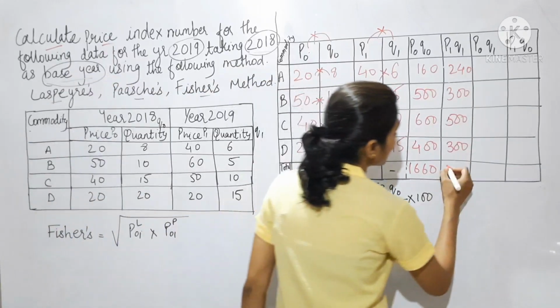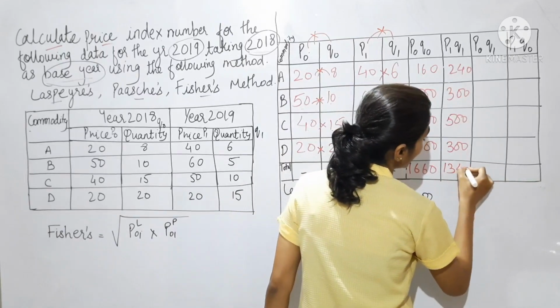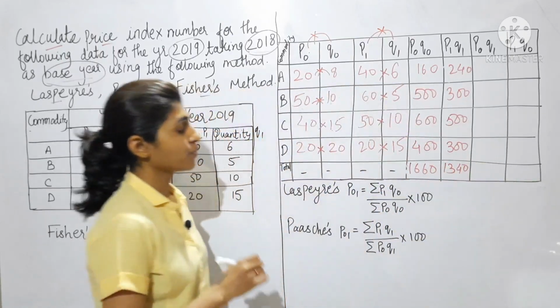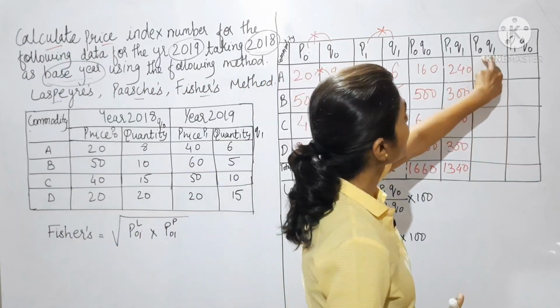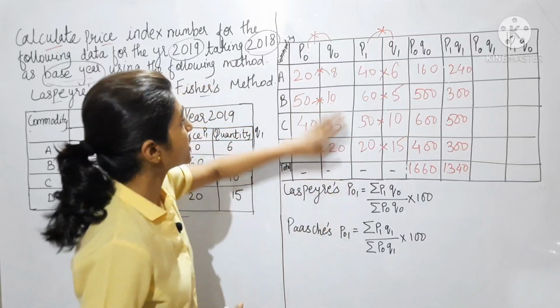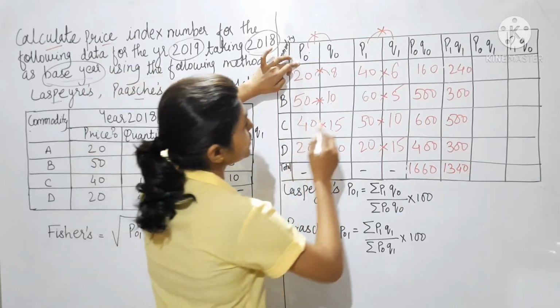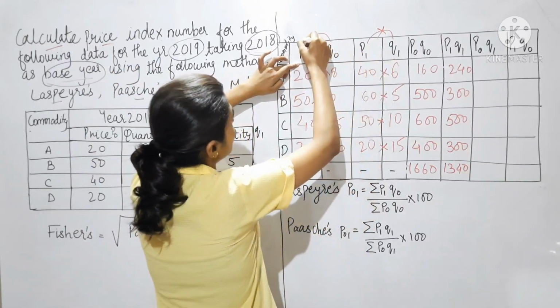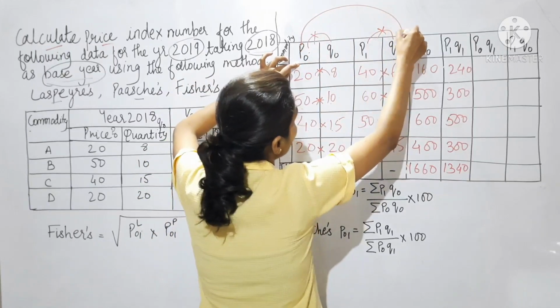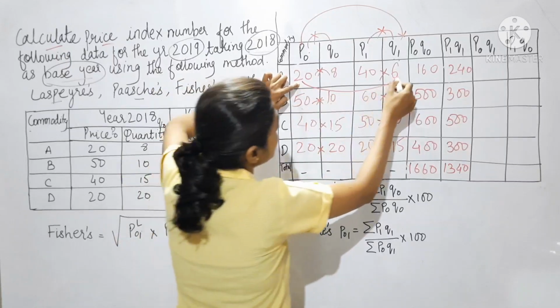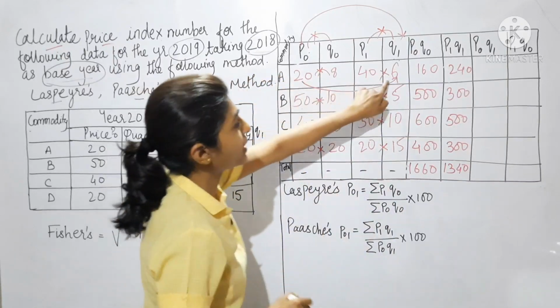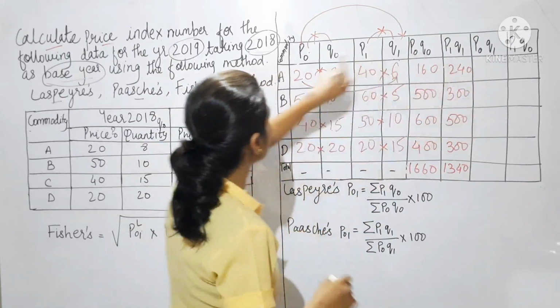So you get 1340. Okay, 1340. Now next, P0 Q1. Okay, same. Where is P0? Here. Where is Q1? This side. So multiply P0 by Q1. That means 20 multiply by 6. That is P0.